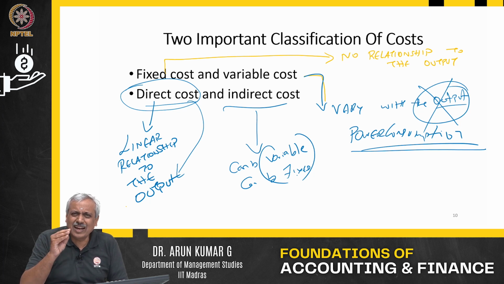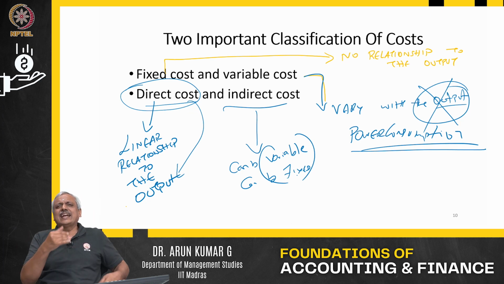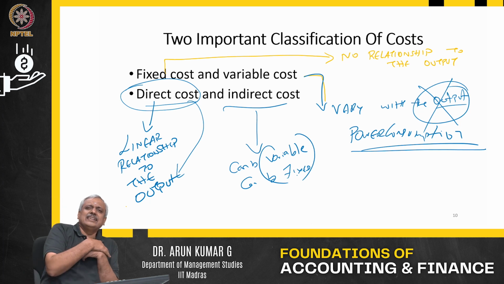The expenditure of the canteen which I run in my factory, it is variable, because every month the expenditure is not the same. Does it have any linear relationship with output? No, it does not have any linear relationship with output. So is it a variable cost? Yes. It is an indirect cost. It is not a direct cost, because it doesn't have a linear relationship with the output.